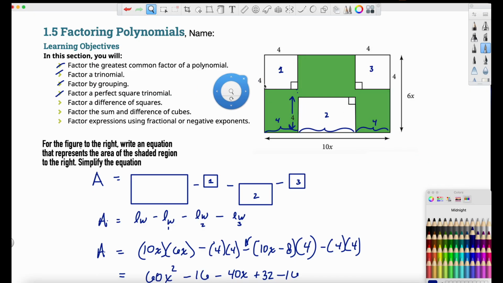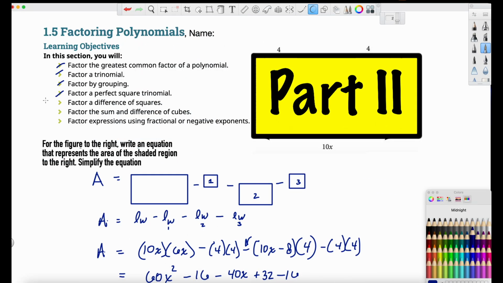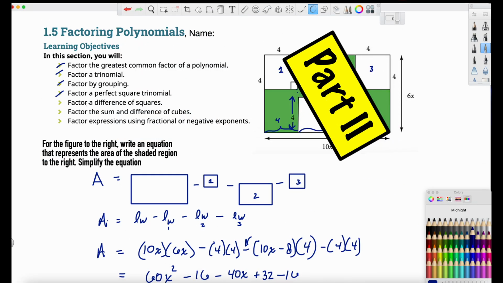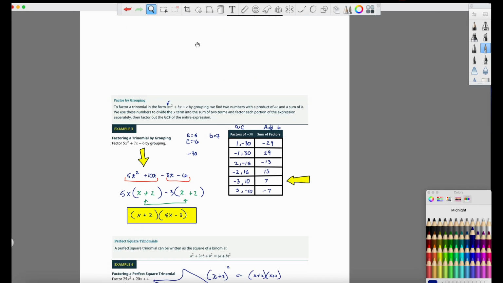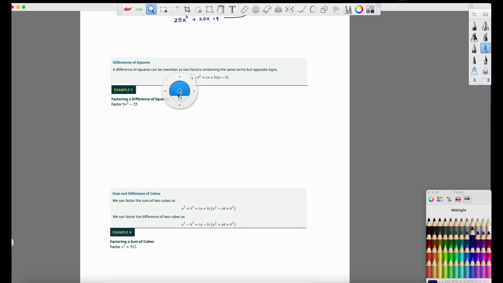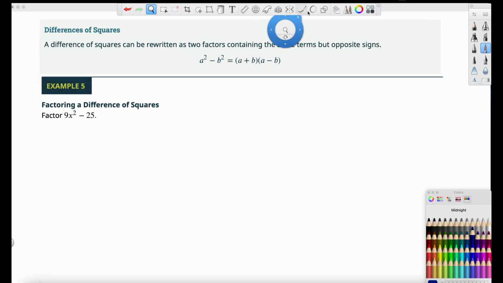Hey everybody, Mr. Mack here, and in this video we are going to do the second part of 1.5, factoring polynomials. We're going to take a look at the factoring of a difference of squares, we're going to factor the sum and difference of cubes, and we're going to factor expressions using fractional or negative exponents. Okay, so we are now continuing with example 5.